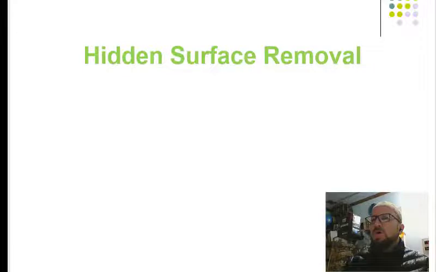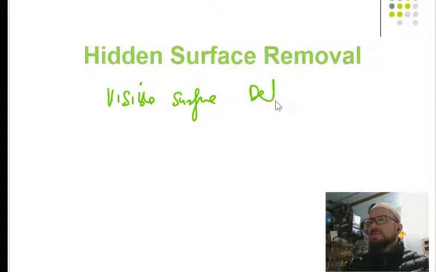Dear students, today in computer graphics, we talk about what's called hidden surface removal, or we sometimes call it visible surface detection. Basically, what this is all about is you want to have a 3D object.